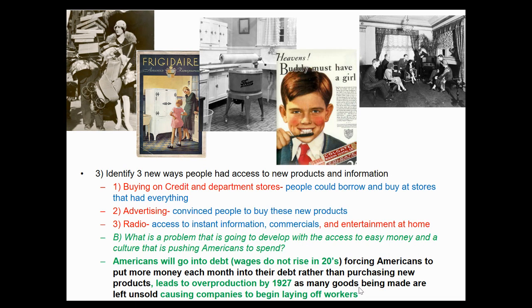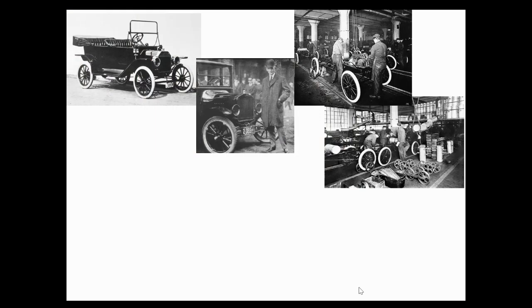And this is going to lead to overproduction by 1927, where for the very first time, you're going to have more goods that are being made and they're left unsold. Now, when this happens, let's say Ford and their Model T sitting on the lot, Ford's going to say, look, we don't need to make as many cars this month. And that's going to cause companies to begin laying off workers. And this is going to be one of the first indicators of the Great Depression that's going to happen in the 1930s, beginning in the late 1920s.